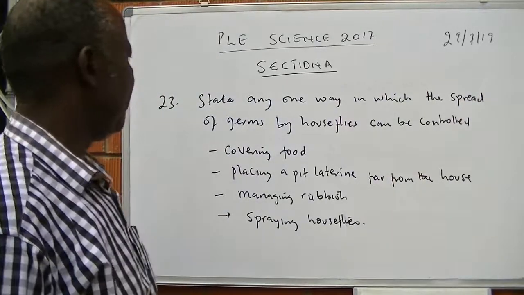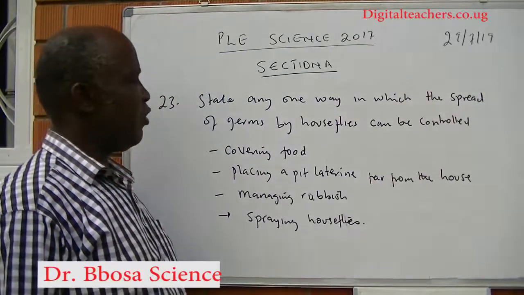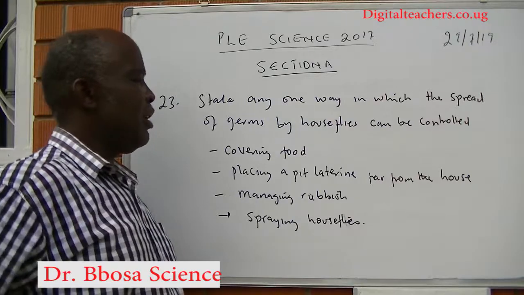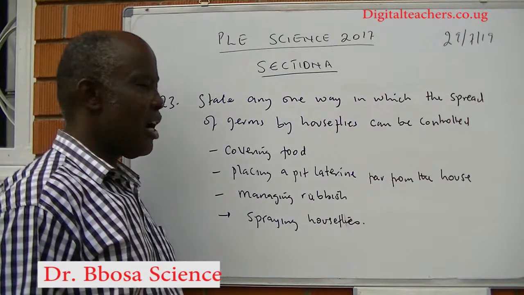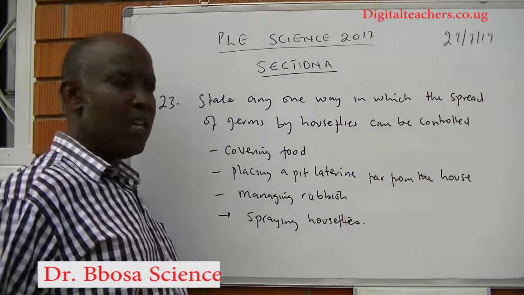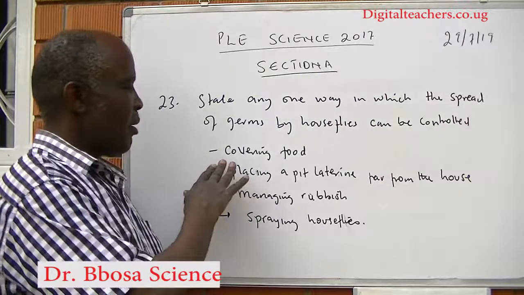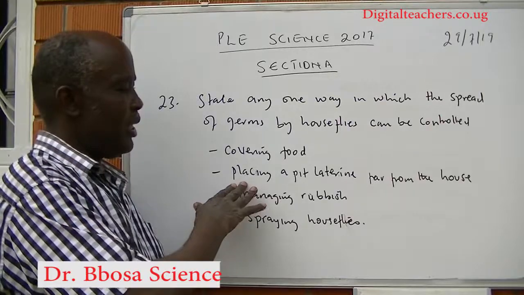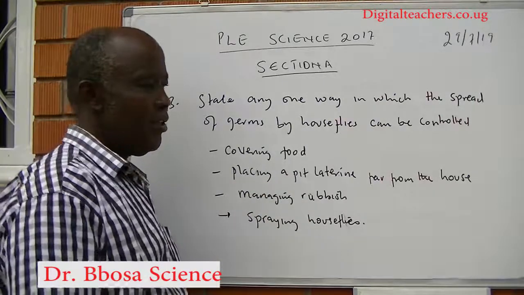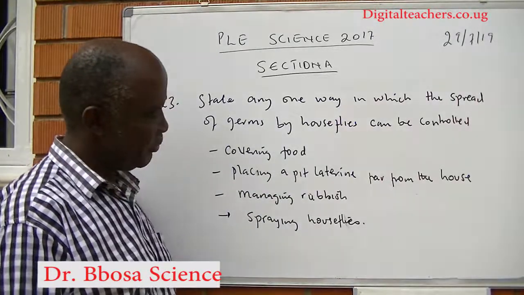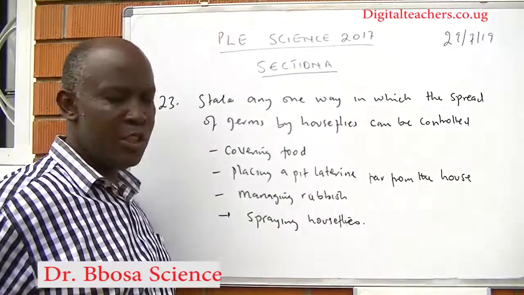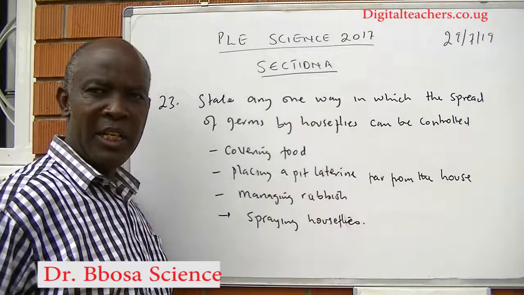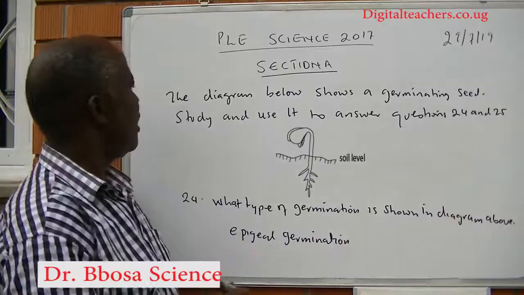Number 23. State any one way in which the spread of germs by house flies can be controlled: by covering food, by placing the pit latrine far from the house, by managing rubbish, by spraying houseflies.